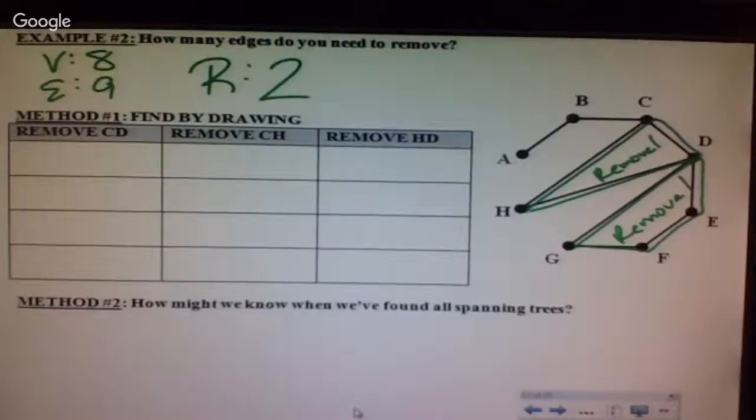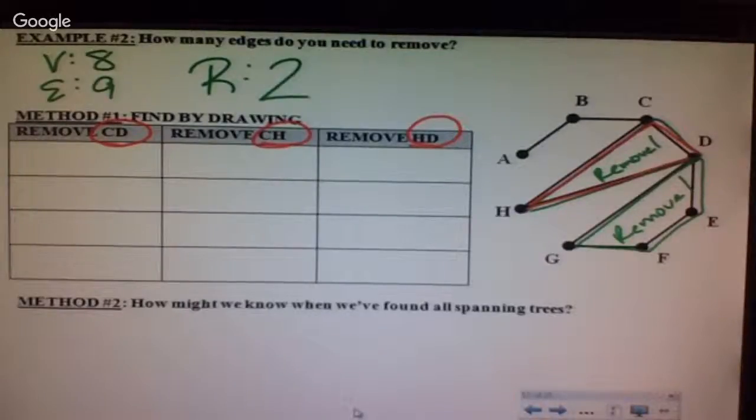Well, in this first circuit, I can either remove side C to D, I could remove side C to H, or I could remove side H to D. Those are the 3 sides from the first one. C to D I could remove, C to H I could remove, H to D I could remove.